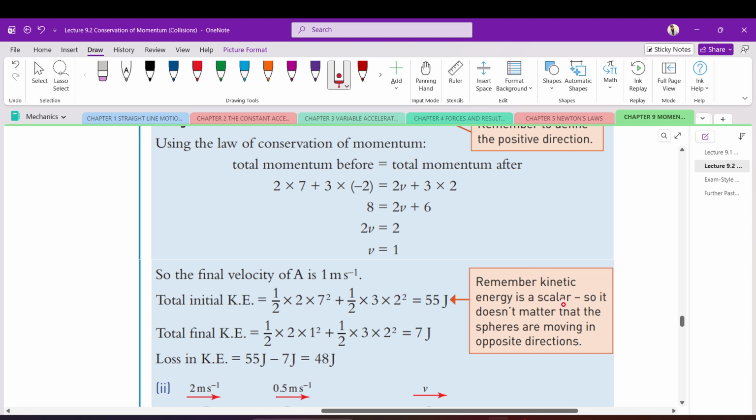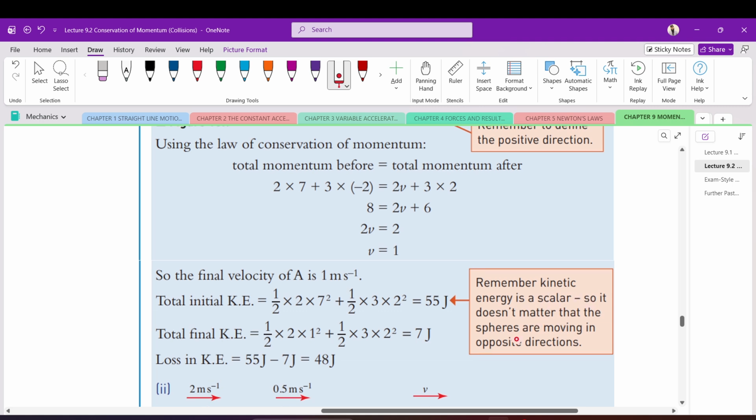Remember, kinetic energy is a scalar, so it doesn't matter that the spheres are moving in opposite directions when we are doing our calculations related to kinetic energy. Here we are actually taking speed, so V is actually speed. Basically what we're trying to say is that V is just the magnitude. We are only talking about the magnitude of velocity, not the direction, because energies are scalar quantities. So it doesn't matter whether the object is moving to the right or to the left.